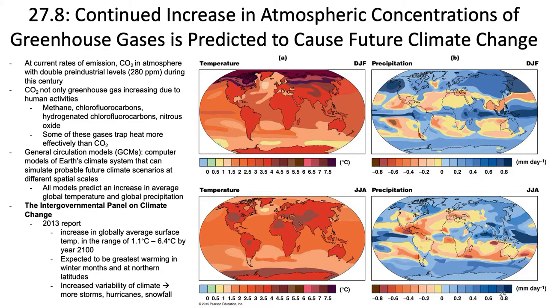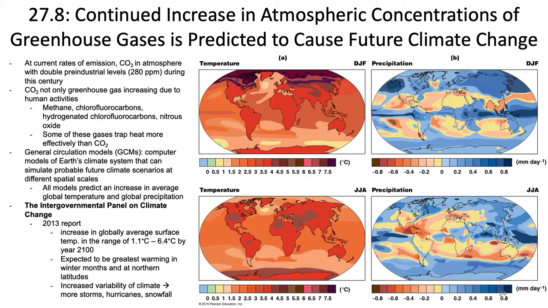There is methane, chlorofluorocarbons, hydrogenated chlorofluorocarbons, nitrous oxide. Methane comes mostly from agriculture and cattle farming. Some of these gases, which weren't in the atmosphere before, actually trap more heat than CO2. So it's not just increases in CO2, but new gases that trap heat more effectively.